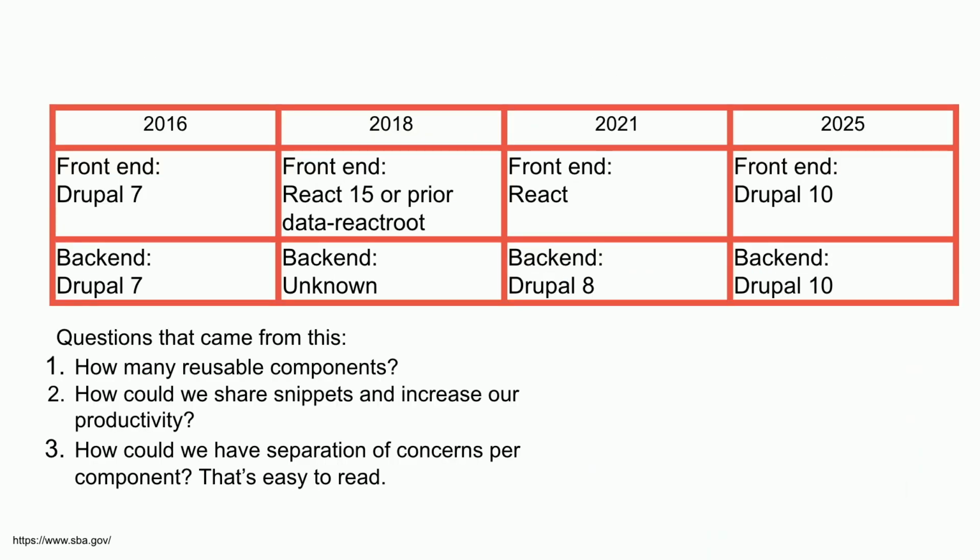And this is just a repeat of the timeline from the previous slide. 2016, they started out with Drupal 7, front end, back end. Everything was rolling pretty smoothly. But in 2018, we're not sure. I'm pretty sure it was Drupal 7 still, but they did decide that they want to do a dynamic front end headless setup. So React 15 or Data React Root. And by 2021, most of the site had gone to Drupal 8 and there was this giant React code base responding to the Drupal 8 APIs.